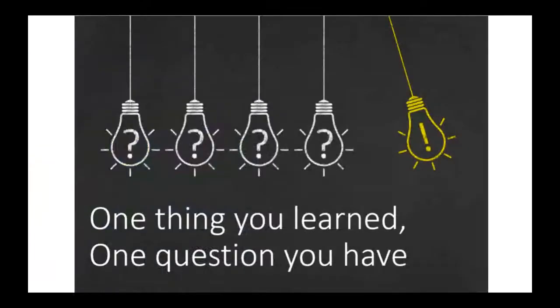Okay, one more time. All right, so first is an activity. You have a half sheet of paper that has two words, one on either side. The first thing is to say one thing that you have learned. Put that on the side that says learn. And then there's the other side, which is one question you have.